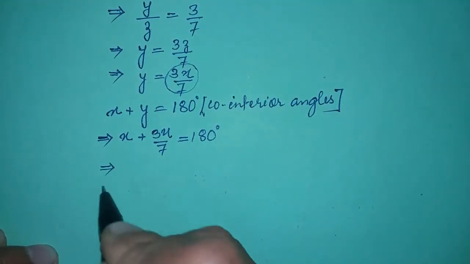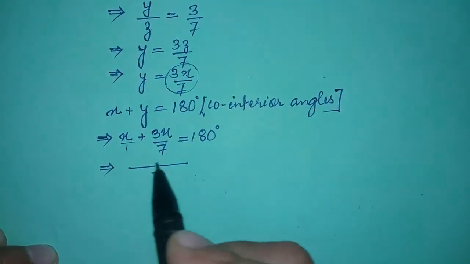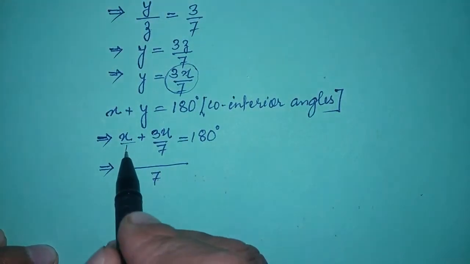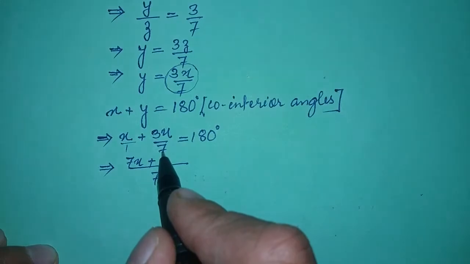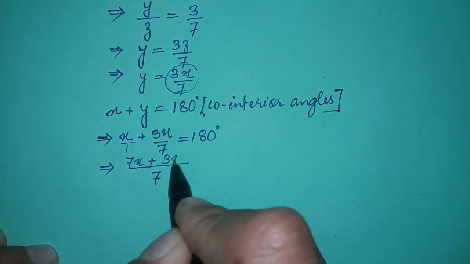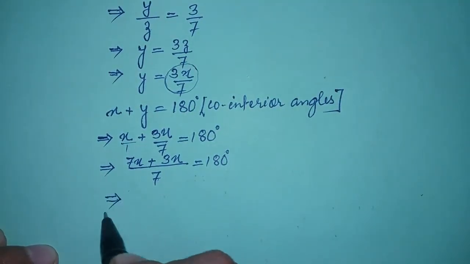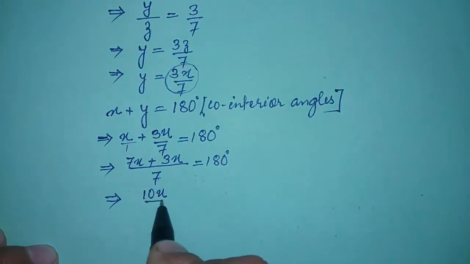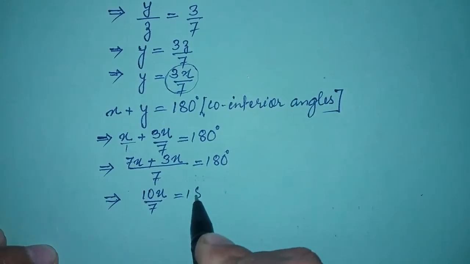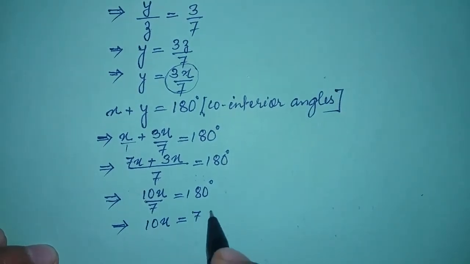Now let's take the LCM here. LCM is 7. So 7 divided by 1 is 7, 7 into x is 7x. Plus 7 divided by 7 is 1, 1 into 3x is 3x. This is equal to 180 degrees. Now you add this, you will get here 10x by 7 is equal to 180 degrees. Now if we cross multiply this, we will get 10x is equal to 7 into 180 degrees.